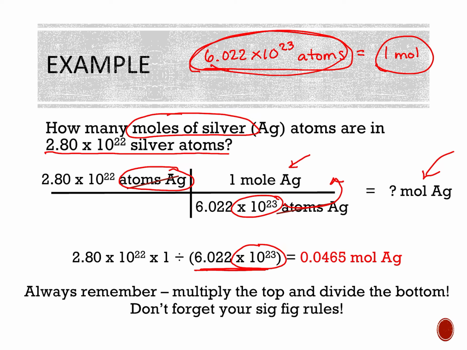So you need to also pay attention to significant figures. This has 3, this has 4, this is exact. So when we're looking at our significant figures, we're going to go with the one that has the least, right? So 3 versus 4, so our answer must have 3 significant figures.